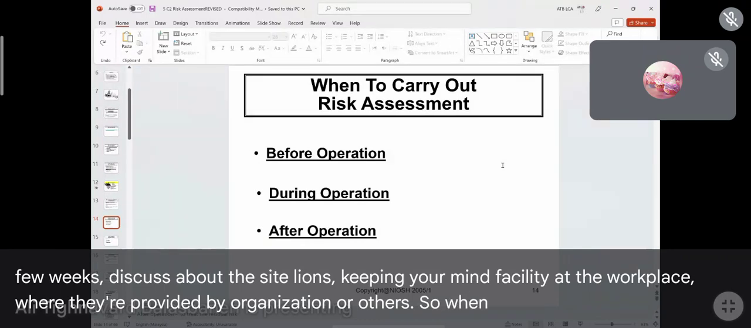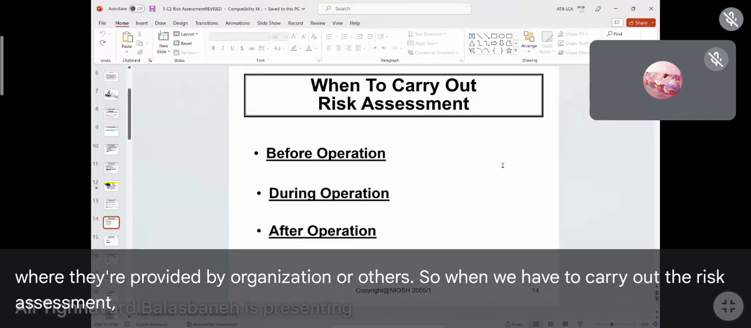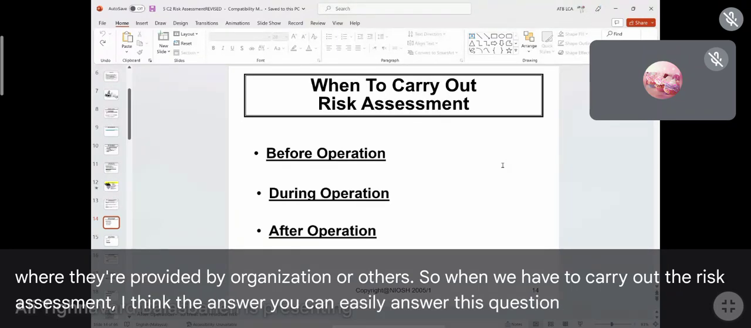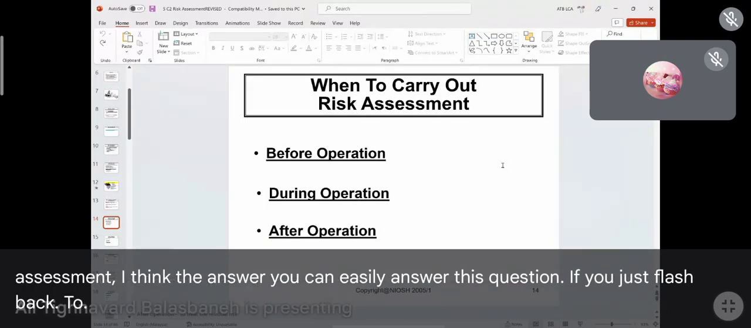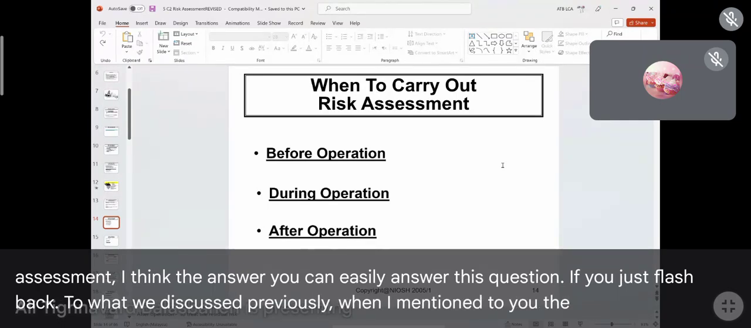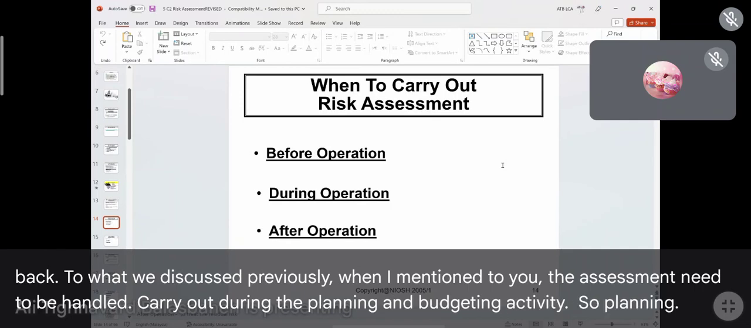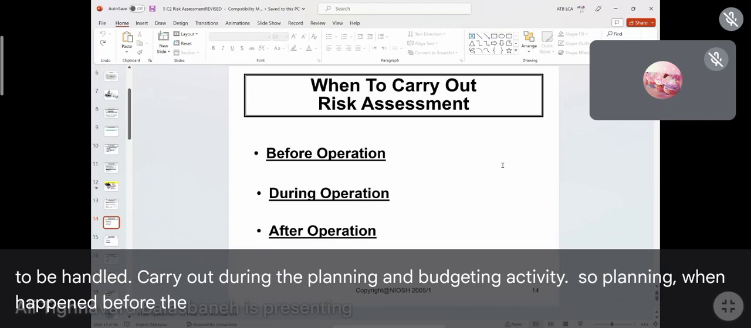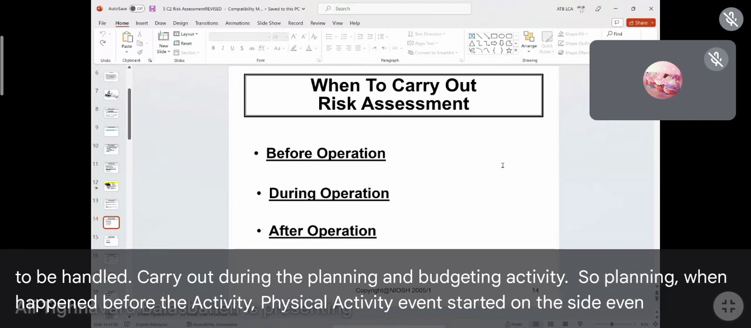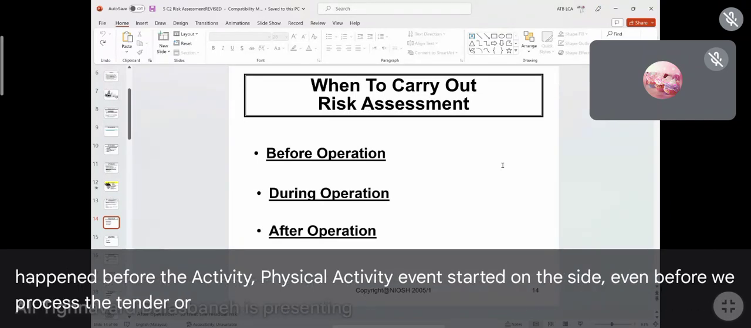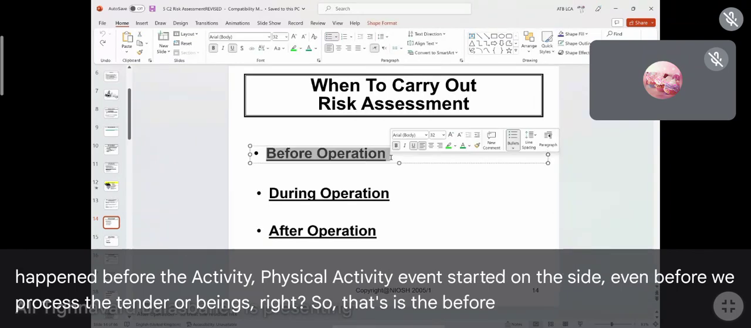So when we have to carry out the risk assessment, I think you can easily answer this question. If you flash back to what we discussed previously, when I mentioned the assessment needs to be carried out during the planning and budgeting activity. So planning, when did it happen? Before the physical activity even started on the site, even before we process the tender or bidding, right? So that is before operation.